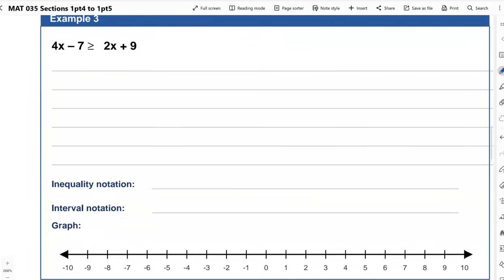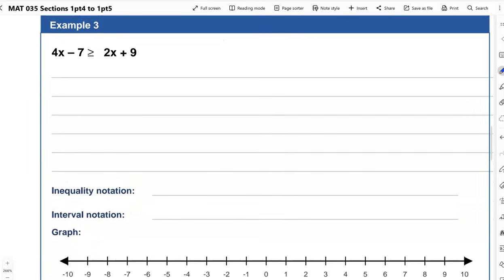Let's look at example 3. We have 4x minus 7 is greater than or equal to 2x plus 9. So we've got to get all the x's on one side, all the numbers on the other. I'm going to start by subtracting 2x from both sides. That's going to zero out the 2x on the right. So now I have 2x minus 7 is greater than or equal to 9.